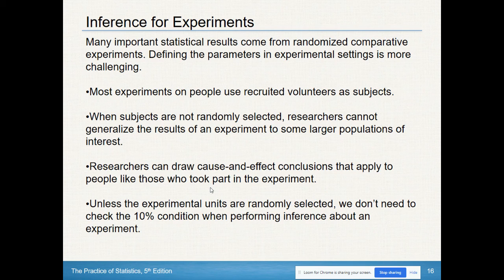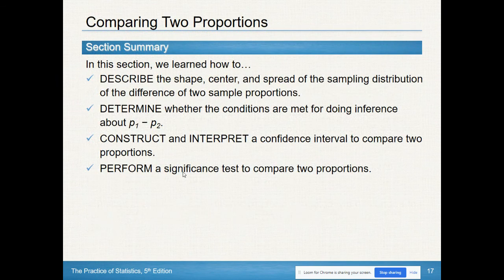Unless the experimental units are randomly selected, we don't need to check the 10% condition when performing inference about an experiment. Of course, remember the 10% condition is really for sampling. You don't have to do that in a randomized experiment. But if the units are randomly selected, then you have to check the 10% condition. All right, and there you go.